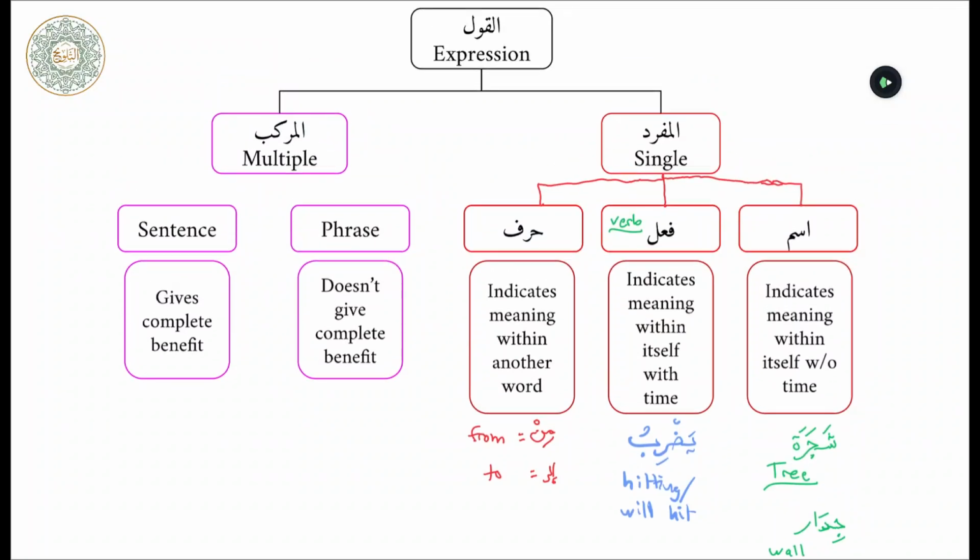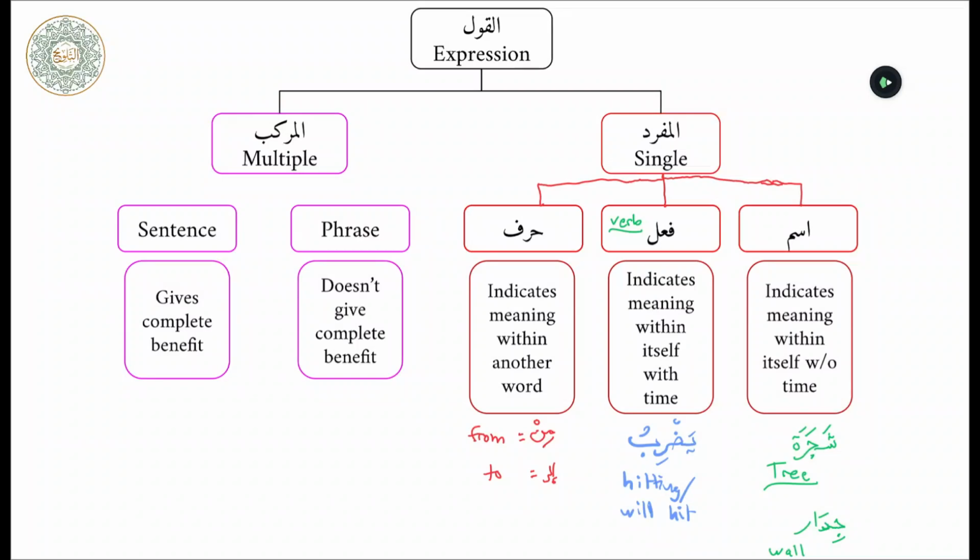So we had qawl as an expression. That expression can be a single word or it can be multiple words. If it's mufrad, if it is a single word, then it's either an ism, fi'l, or harf. But if it's murakkab, if it is multiple words, then we have further breakdowns. And those further breakdowns are that the murakkab, the multiple words, will either be a phrase or a sentence. What is a phrase? A phrase does not give complete benefit, whereas a sentence gives complete benefit.